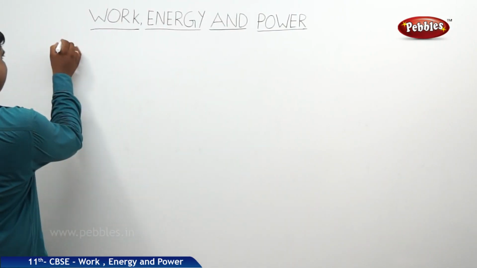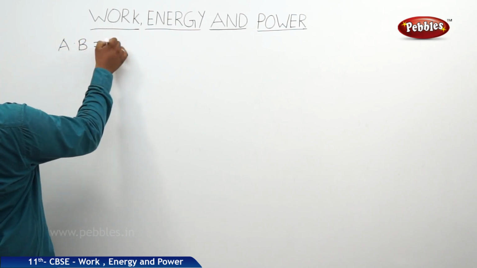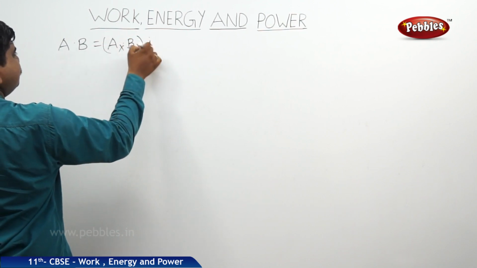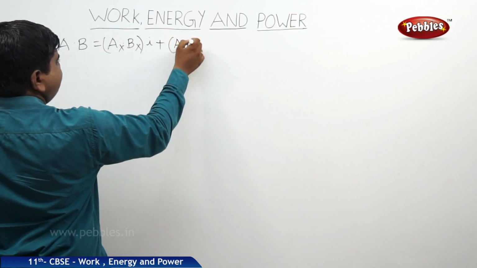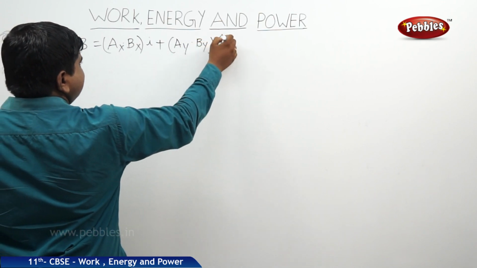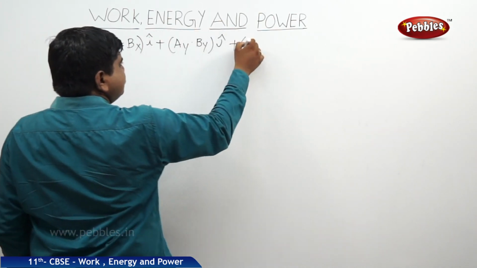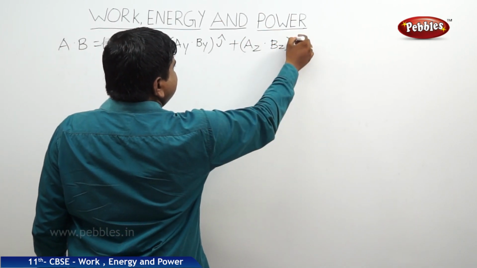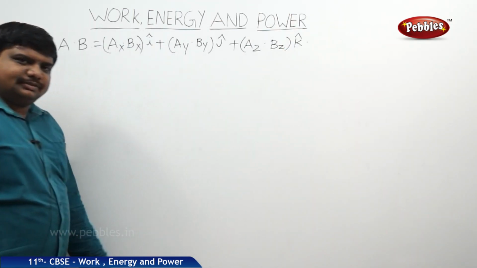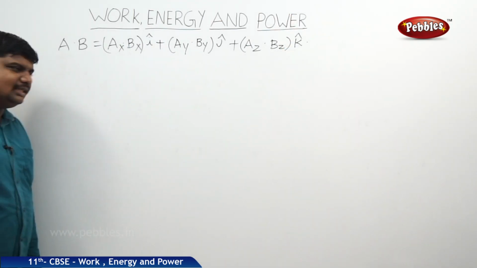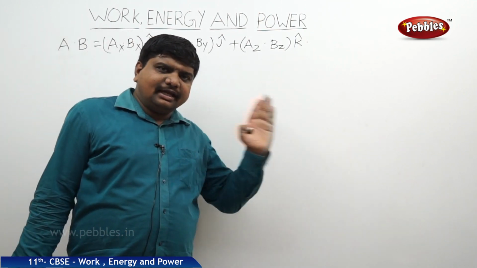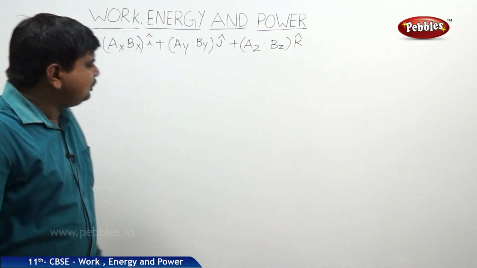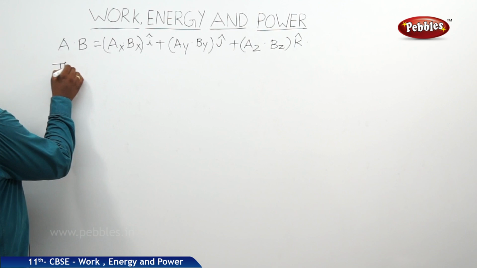So we can write A dot B as AX BX i cap plus AY BY j cap plus AZ BZ k cap. This is the product. We have discussed that i dot i, j dot j and k dot k is 1, where the product between two perpendicular vectors is 0. The third one is that the scalar product may be negative also.